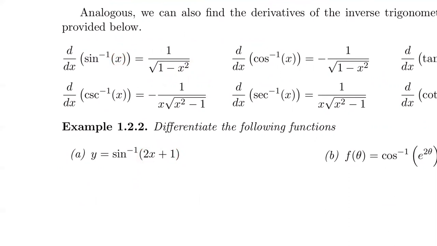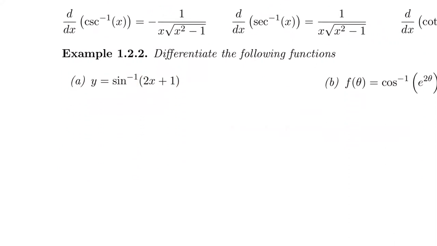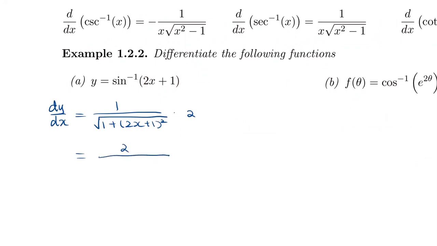So this is also going to be using the chain rule. What we say is that dy over dx is equal to 1 divided by the square root of 1 minus 2x plus 1 all squared. And then we also have to multiply by the derivative of 2x plus 1, which is just equal to 2. And so therefore, the entire derivative is just going to be 2 divided by the square root of 1 minus 2x plus 1 all squared.